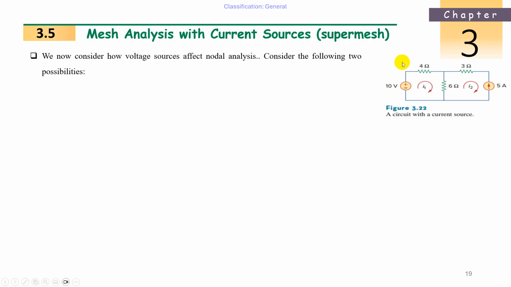One is the voltage source connected between a reference node and a non-reference node. So that is a simple case. The non-reference node voltage is just equal to the voltage source. That's it. Second one is the problem where we apply KVL and KCL.